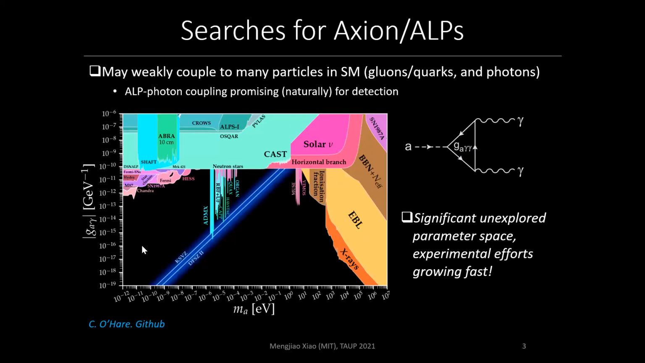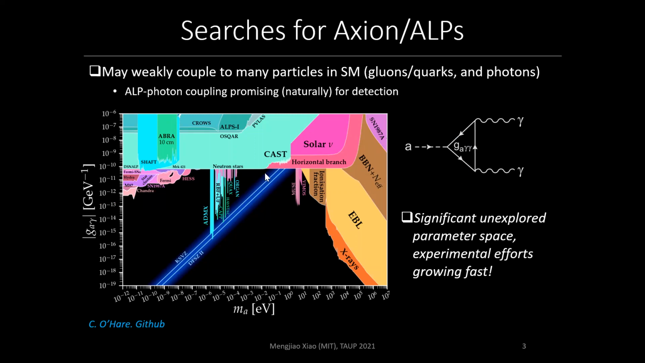Theoretically, axions or axion-like particles may couple to many standard model particles, such as gluons, quarks, and photons. A lot of experiments around the world are performed to search for axions or axion-like particles using different technologies and from different views. Today, I'm focused on the coupling to photons, which is promising for detection.